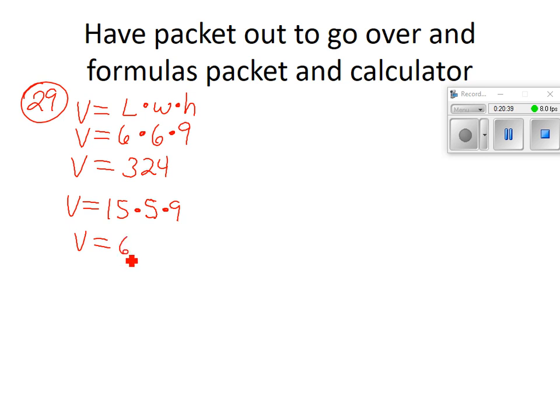675. Everybody else get that? Yeah. Now is that our answer? No, we add those two together to get the total volume. What's that? 999. Everybody agree with that? Now let's give the units. Millimeters cubed.